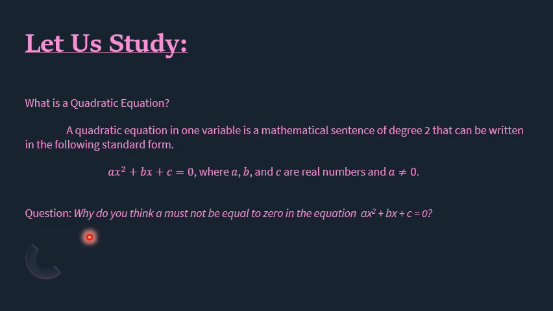It is because kung ang a mahimo siyang 0, automatic dili na siya maporma og quadratic equation. Mahimo na siya og linear equation. Kay obviously the most important part sa quadratic equation is the a. Kay kung mawala na siya, mahimo na siya og linear equation. Dili na maporma ang iyahang graph. So that is why a must not be equal to 0.